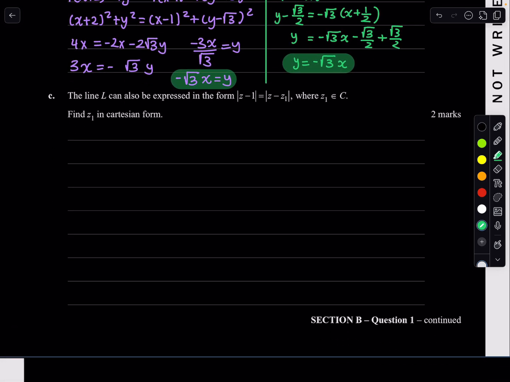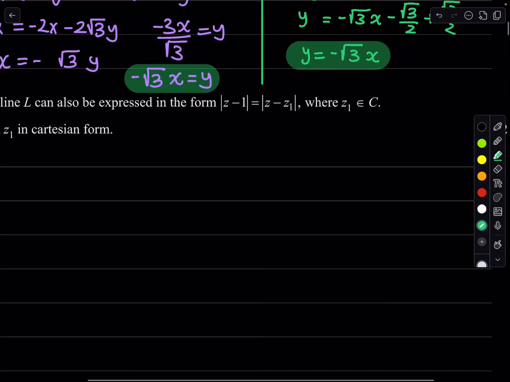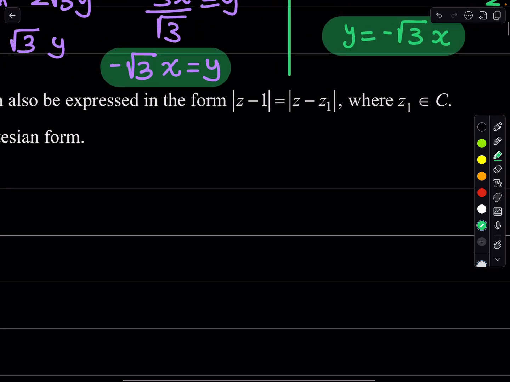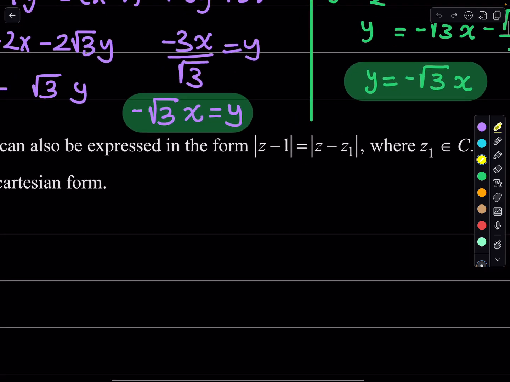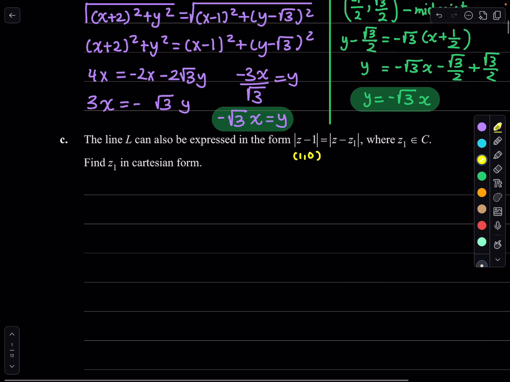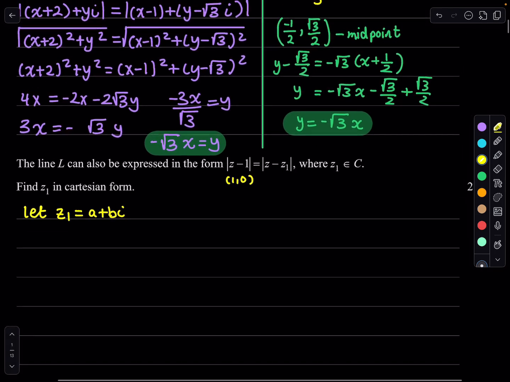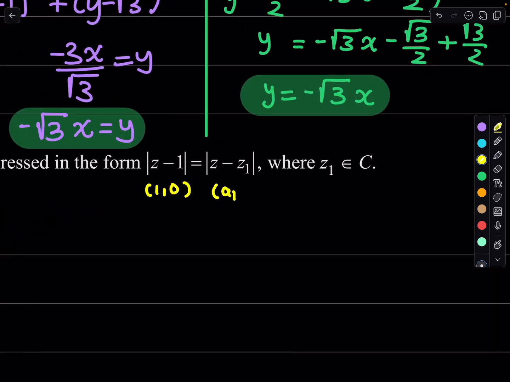The line L can also be expressed in this form, where Z1 is a complex number. Find Z1 in Cartesian form. So, like what we just normally do. I think this question is so much easier if you use the perpendicular bisector method. Let me explain. I'm going to find the coordinate of this, which is, of course, 1, 0. And let's let Z1 be A plus Bi, meaning that this here, when we solve it, will just be (A, B).